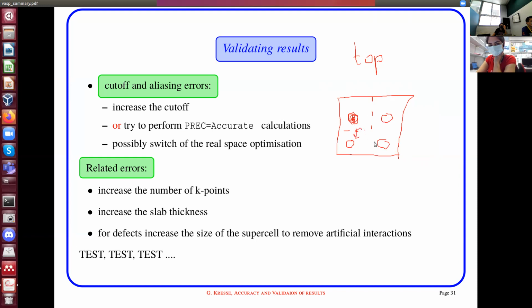And what do you mean by artificial? Artificial, like it's not intrinsically wrong. It's just an interaction that you will not see in your experimental system, because in the experimental system you have a big surface, and it will never happen that if you start a nucleation process, it starts within 5 angstrom. So you need to adapt the size of the supercell so that you have a proper distance between one event, let's say, and its periodic image.